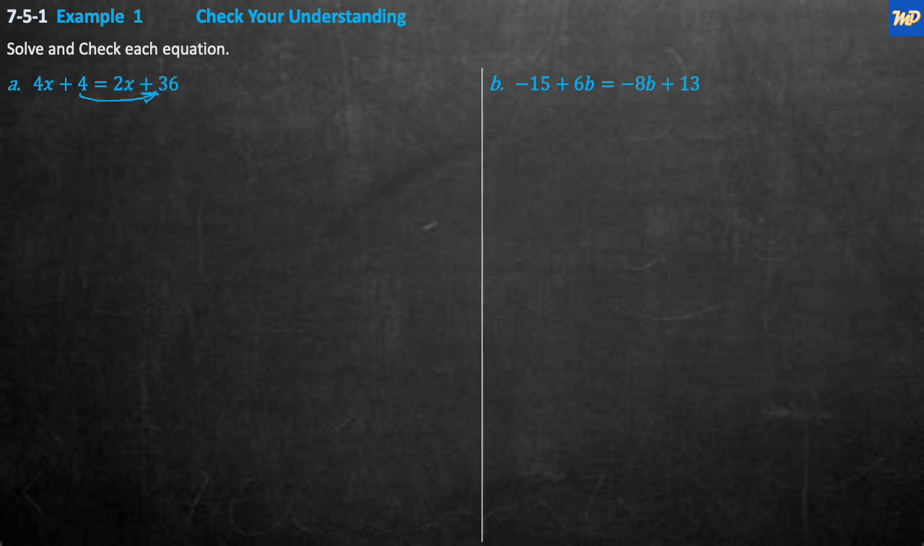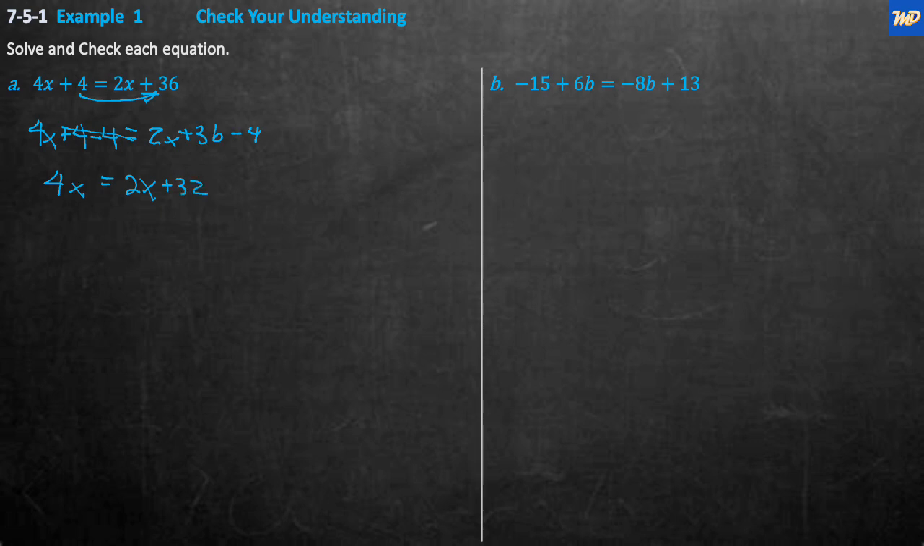Let's do that. So we're going to have 4x. In order to get rid of that 4, we have to have a plus 4 and a minus 4. We have to subtract the 4 from this side. And if we subtract it from the one side, we've got to subtract it from the other. So we have 2x plus 36, and we're subtracting 4 minus 4. So if we simplify this, we're going to get 4x, the 4's cancel, is equal to 2x. We haven't done anything with the 2x yet. 36 minus 4 is equal to 32.